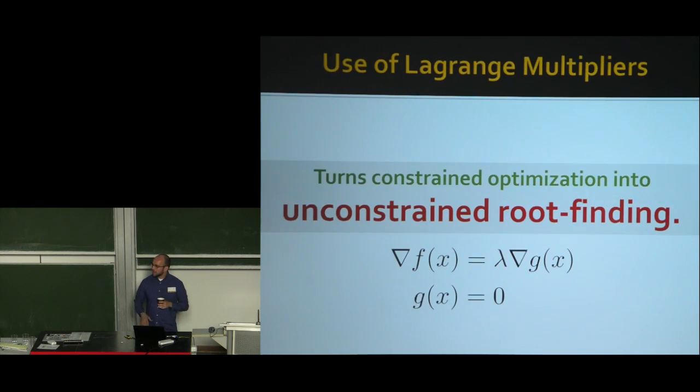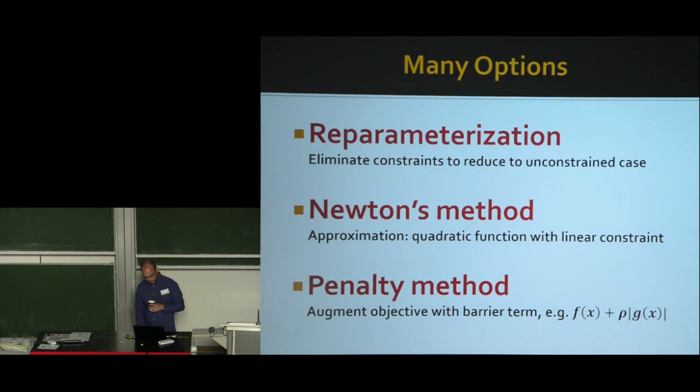So why do we care about Lagrange multipliers? Essentially, they take a constrained optimization problem, like minimizing f subject to g equals 0, and turn it into an unconstrained root-finding problem. I'm trying to solve this system of equations for x and lambda. And there are all kinds of different ways to solve these constrained problems.